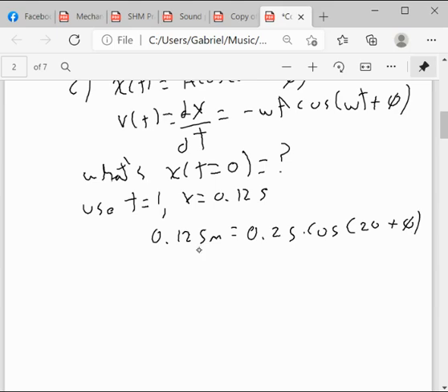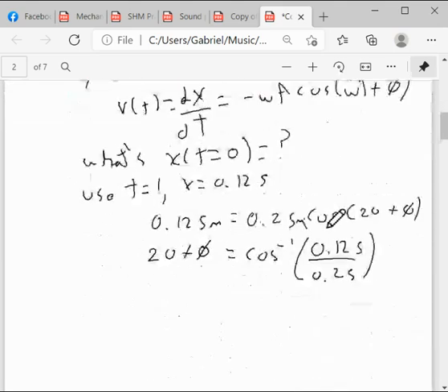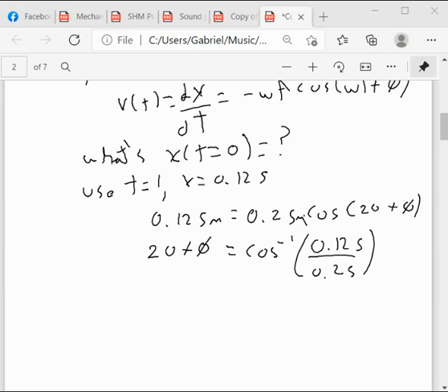We're going to solve for that, and you have to divide 0.125 by 0.25 and then take the inverse cos function. So you're left with what's inside the cos function, which is 20 plus 5 is equal to the inverse cos of 0.125 divided by 0.25. And what this will get you is, if you plug this into your calculator, you'll get two solutions, though your calculator will only show you one.